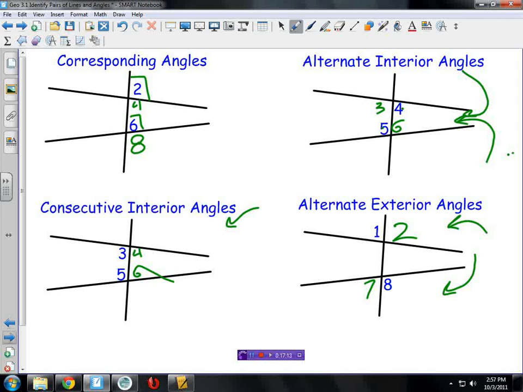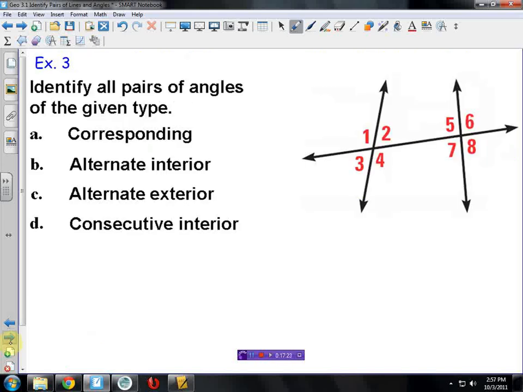This is on page 149. Okay, page 149 of your book. If you need to finish them up, I'll let you guys finish them up when I'm done talking. All right? Here, example 3. I want you guys to give me all of the angles by the types.